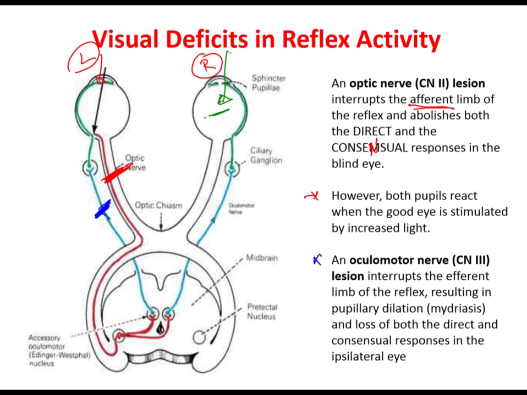So with the oculomotor nerve lesion, we would get pupillary dilation because you would get paralysis of the sphincter. The constrictor muscle would be paralyzed, so you get dilation. That's also known as mydriasis. That's the term we use, mydriasis. And again, you would lose both the direct and the consensual response in the ipsilateral eye.